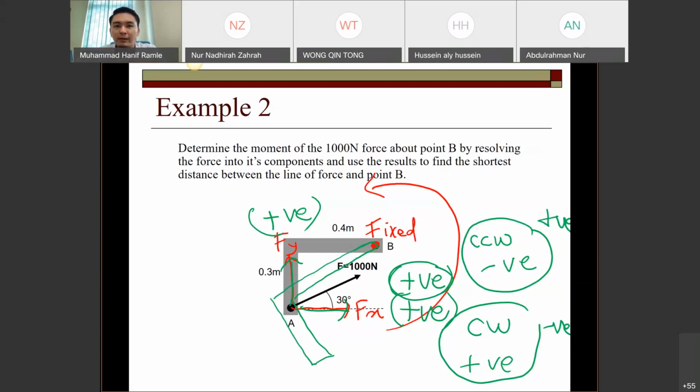You have to try it by your own. You can define whatever you want, but the definition in the beginning should be the same throughout the solution. So in this case, we define counterclockwise as negative and clockwise as positive. If this force Fx acts on A, the rigid body will rotate counterclockwise, so by our own definition, it is a negative value. Do you get it?